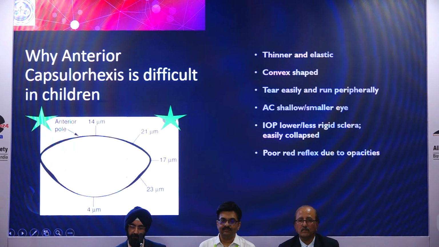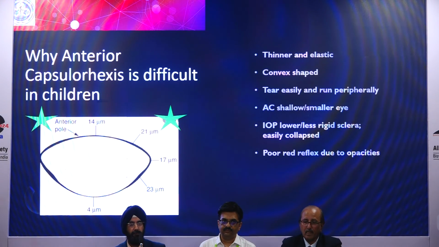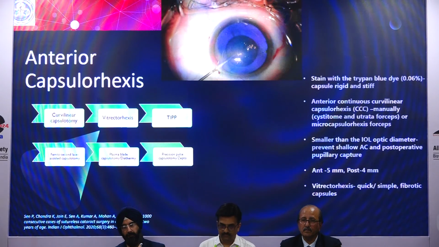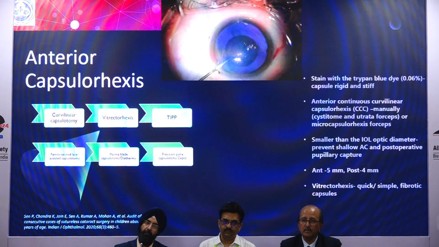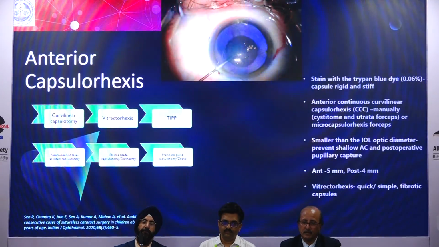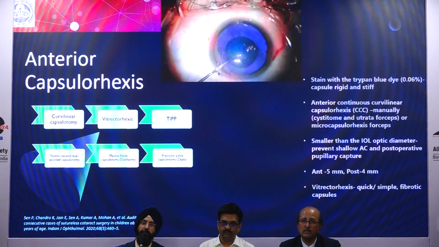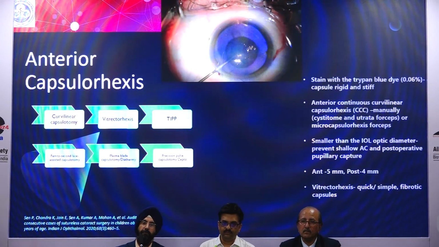Why is anterior capsular rhexis difficult in children? Because it is thinner, elastic, it is convex shaped, it tears easily and runs in the periphery. AC is shallow in these eyes, IOP is lower, there is a poor red reflex due to opacities. Anterior capsular rhexis can be done by various means, like using a curvilinear capsulotomy, using a needle, using the vitrector, using the TIPS technique, that is a 2-incision push-pull technique, or using the femtosecond laser, plasma blade, or precision pulse capsulotomy, or the Zepto. And we should always stain with the trypan blue dye, that is 0.06%, which decreases the elasticity of the anterior capsule.